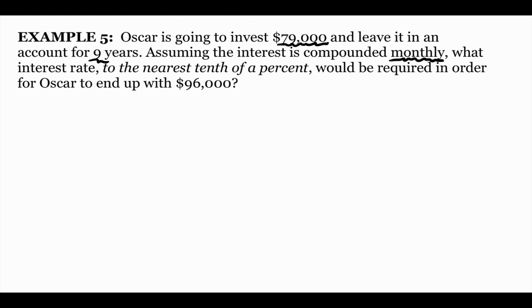12. So we're using the top formula, not the one we just used. What interest rate? That's what we need to find out. What rate would he need to end up with $96,000 at the end of those 9 years? Okay, so let's write down our formula. A equals P times 1 plus R over N, to the power N times T.